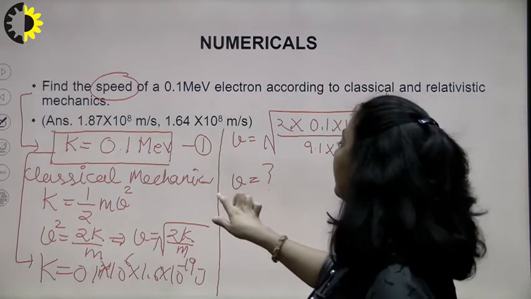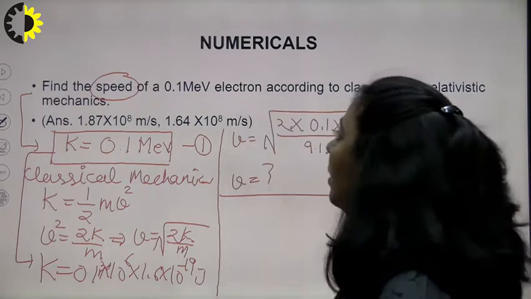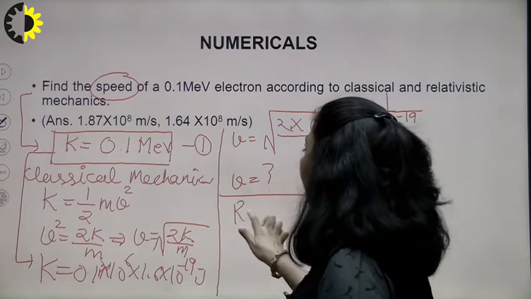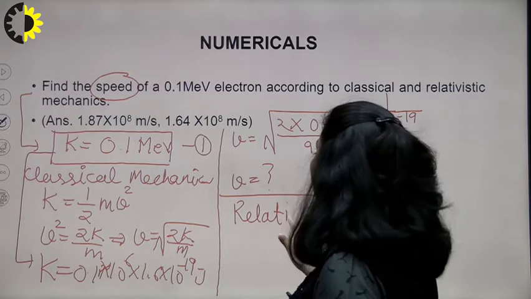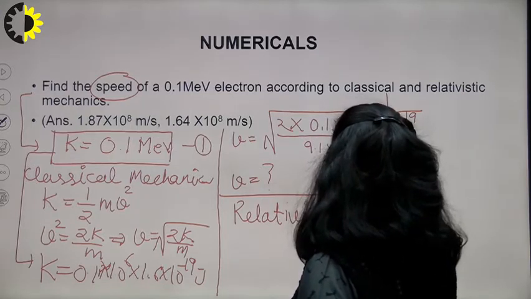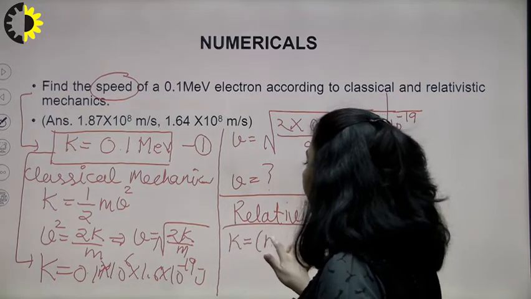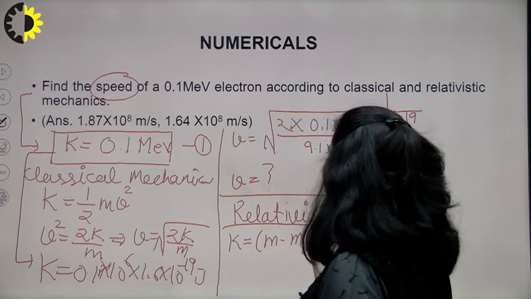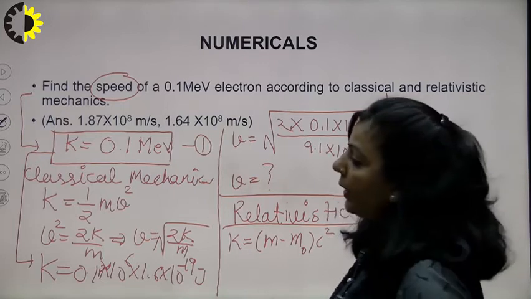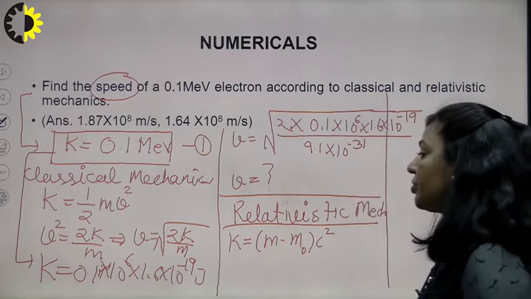Now how will you find the speed according to relativistic mechanics? The second part is to find the speed in relativistic mechanics. According to relativistic mechanics, the kinetic energy is given by the relationship K is m minus m naught into c square. I hope this is clear. Here m is the relativistic mass and m naught is the rest mass.